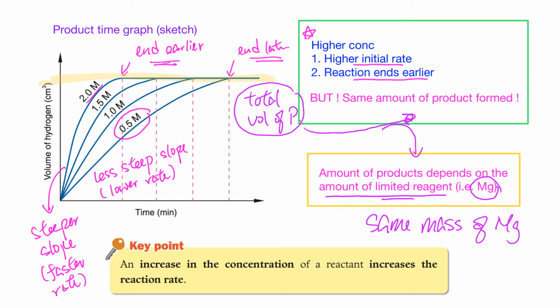So in this graph, I just want you to pay attention to higher concentration, higher rate, that means steeper slope, and also the end earlier. If you have a lower concentration, less steep slope, and later. And no matter which concentration you are having, the total volume of product formed will be the same because it is related to the limited reagent. So you can conclude that if we increase the concentration of reactant, it will increase the reaction rate.